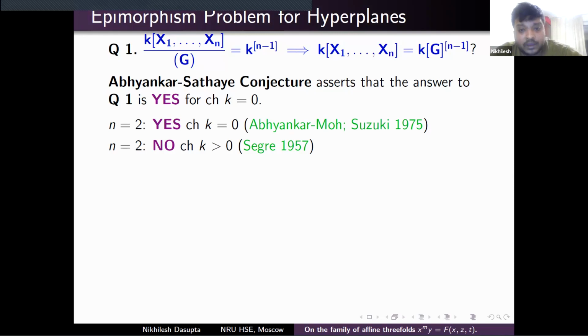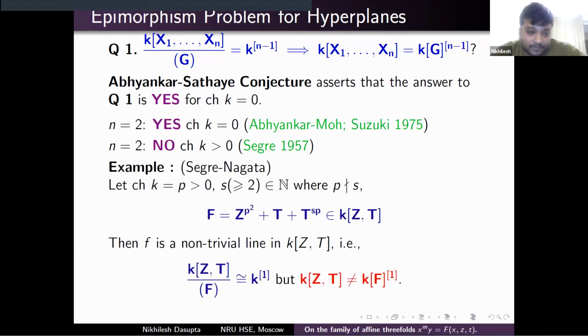For n equal to 2, an example was given long before, in 1957 by Segre, something called Segre–Nagata lines. I will also discuss them. So next comes this example of Segre–Nagata. Take a field of characteristic p, and s an integer greater than or equal to 2 such that p does not divide s. Take this polynomial, z to the power p squared plus t to the power sp, in K[z,t].